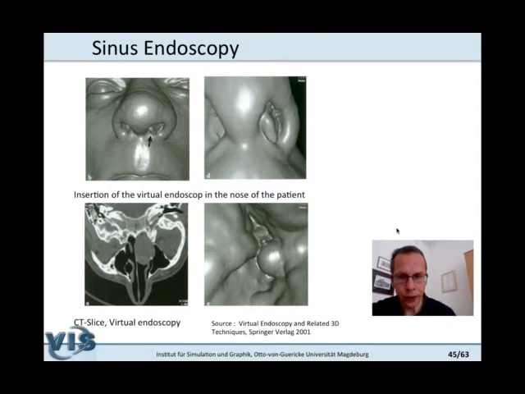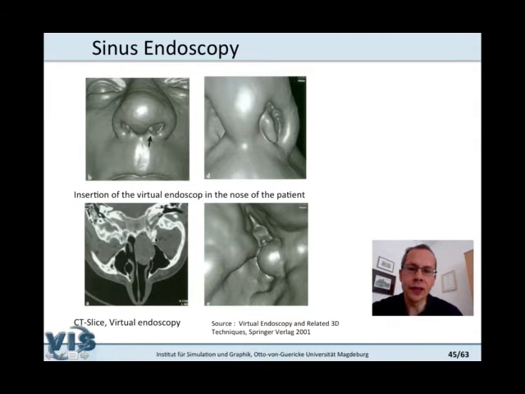I want to show again some images from the book from Rogalla and colleagues because they also describe this application. You see the nose and where the virtual endoscope should be inserted, and then you see indeed endoscopic views and corresponding CT slices. By the way, even if you have not done a degree in medicine, it's quite clear that this side looks different than this side. And you can imagine that the human face is quite symmetric, not only from outside, but if it's healthy, also from inside.